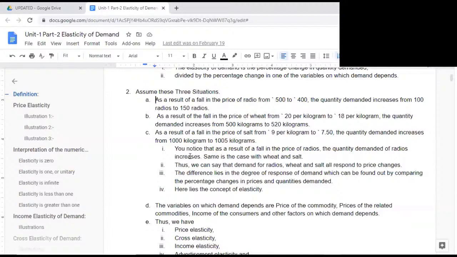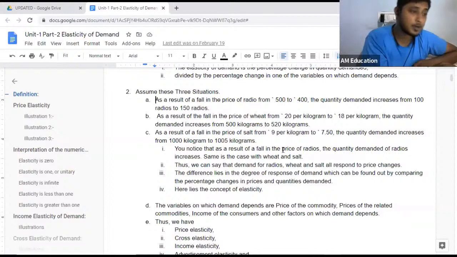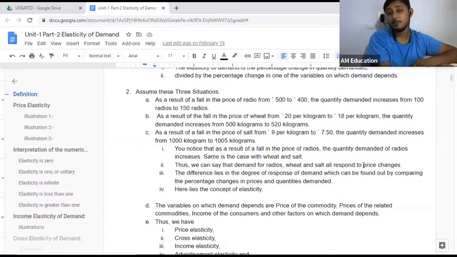Now see the situation. You notice that as a result of fall in the price of radios, the quantity demanded of radios increases. Same is the case with wheat and salt. Thus, we can say that the demand for radios, wheat, and salt all respond to price changes, right? And the difference lies in the degree of response of demand, which can be found out by comparing the percentage changes in the price and the quantity demanded.